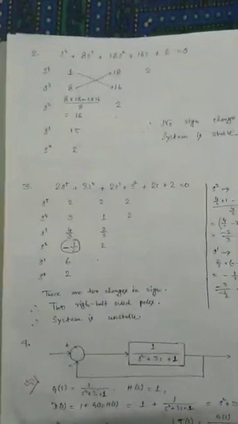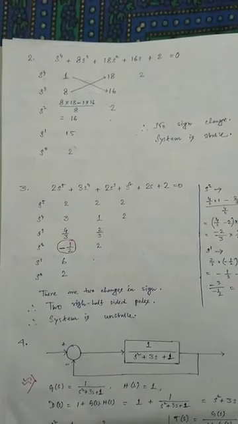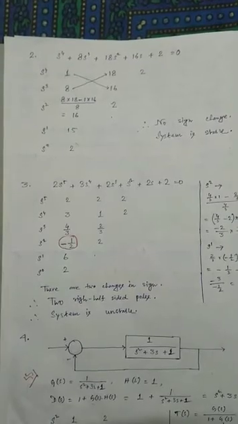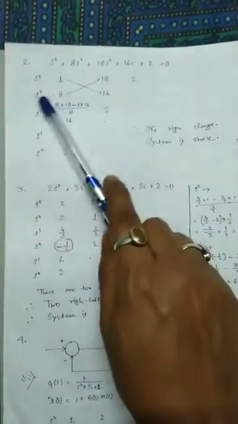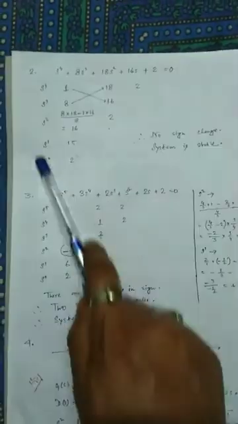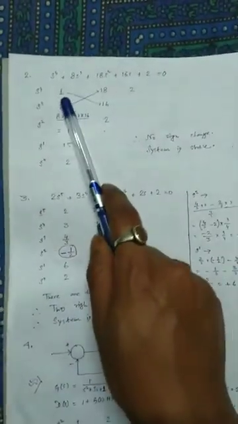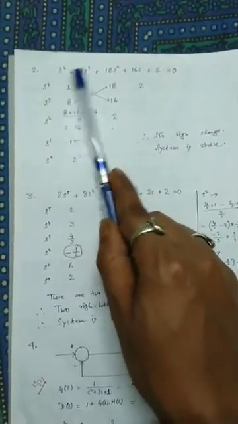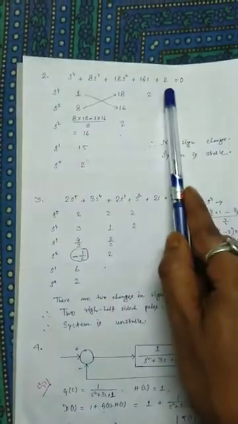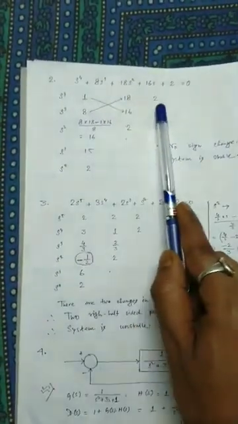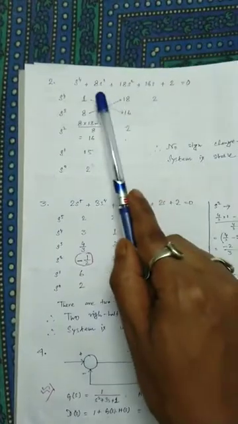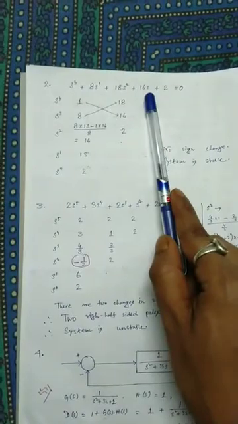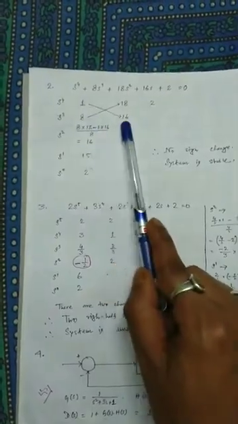This is the second example: s to the power 4 plus 8 s cubed plus 18 s squared plus 16 s plus 2 equals 0. So we can write s to the power 4 down to s0 here, and here we have to write the coefficient of s to the power 4, then the coefficient of s squared, then the coefficient of s to the power 0, that is 1, 18 and 2. And in this row we put the coefficient of s cubed, then the coefficient of s, that is 8 and 16.